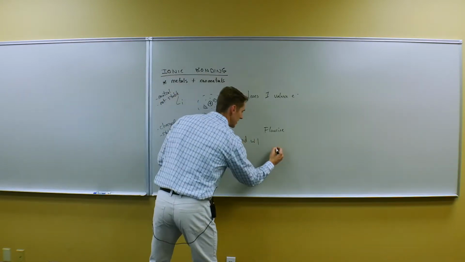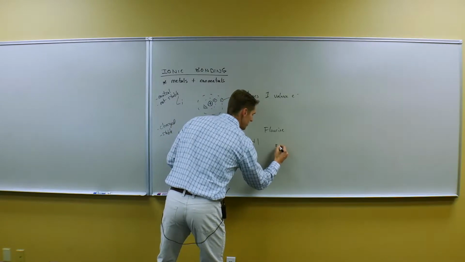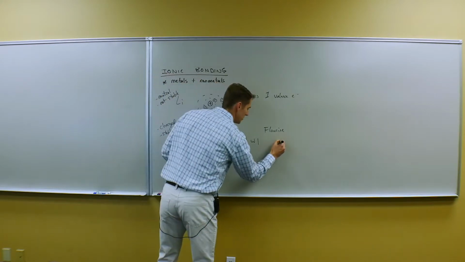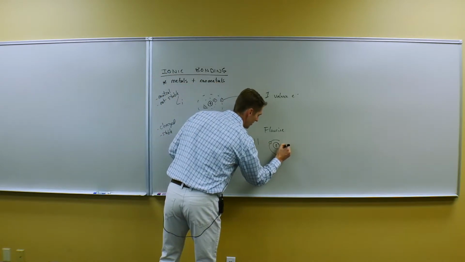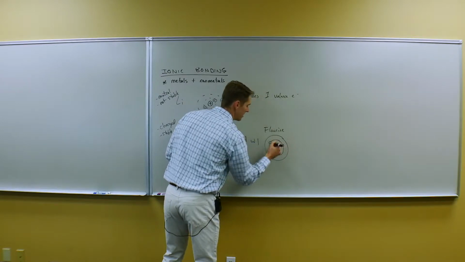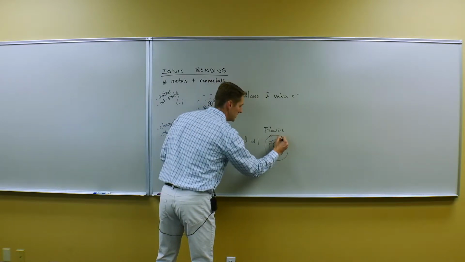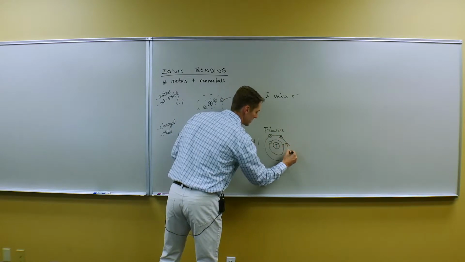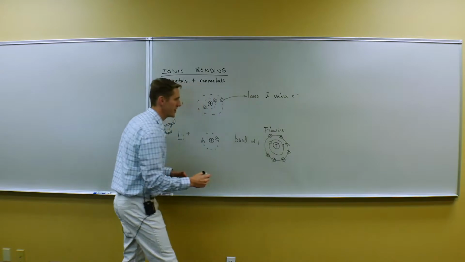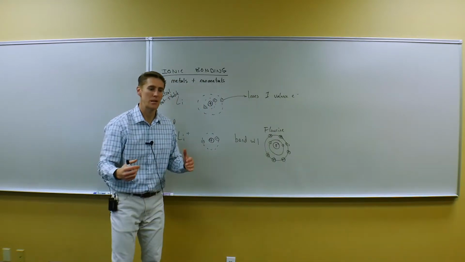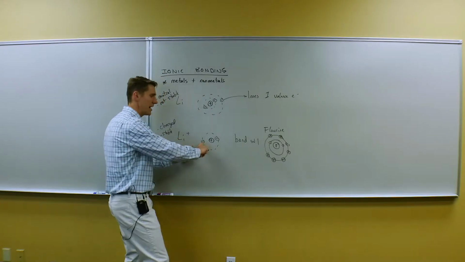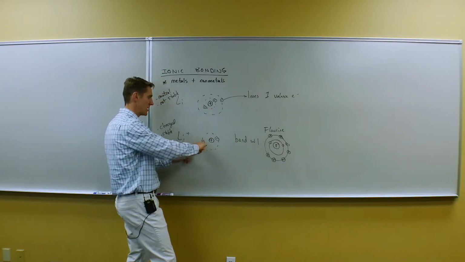Okay, what does that look like? Well, here's fluorine's positive nucleus. Its first energy level will have 2 valence electrons. Its second energy level will have 1, 2, 3, 4, 5, 6, 7. And notice, for fluorine to become stable, it wants to receive 1 more valence electron. Well, who's that electron going to come from? It's going to come from lithium.